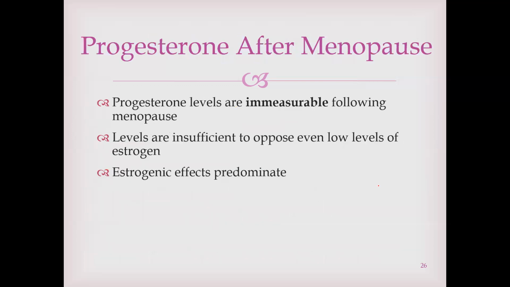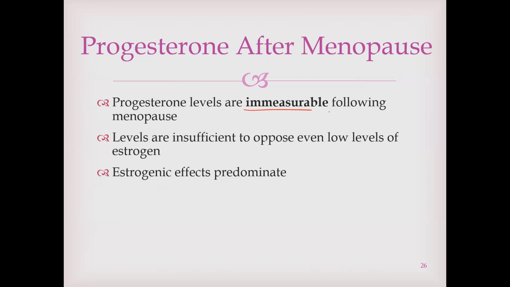Progesterone levels become immeasurable following menopause. So while she's going through reproductive age and the menopausal transition, she has had higher levels of progesterone, and then through the menopausal transition, she declines that progesterone effect and eventually gets to immeasurable levels of progesterone following menopausal transition. That puts her in an estrogenic predominating environment, but the estrogen that she is producing is very low potency relative to her reproductive age.